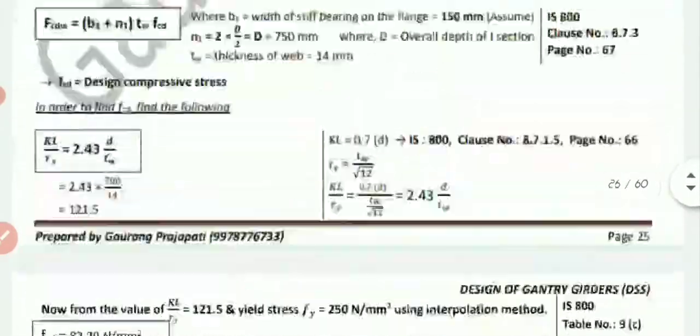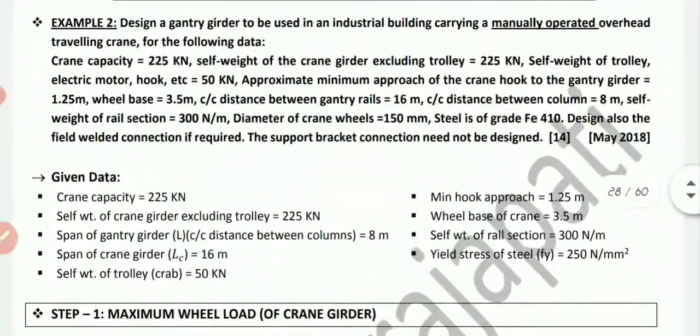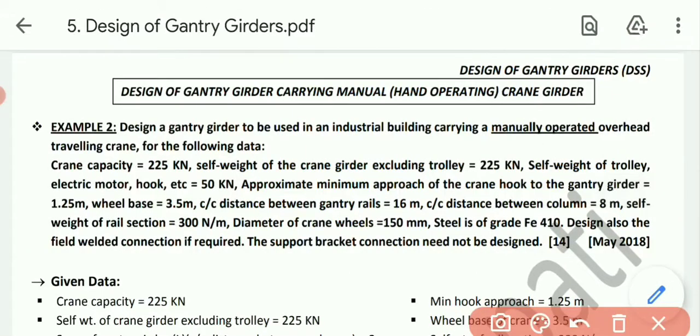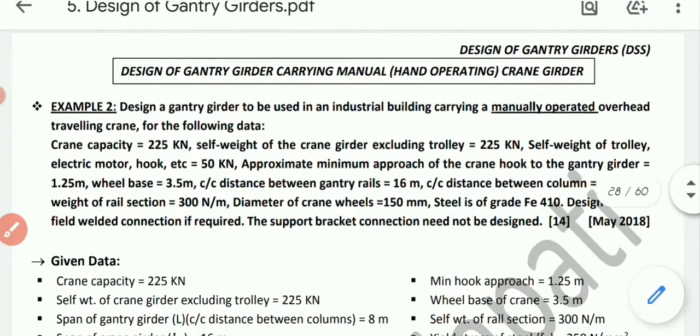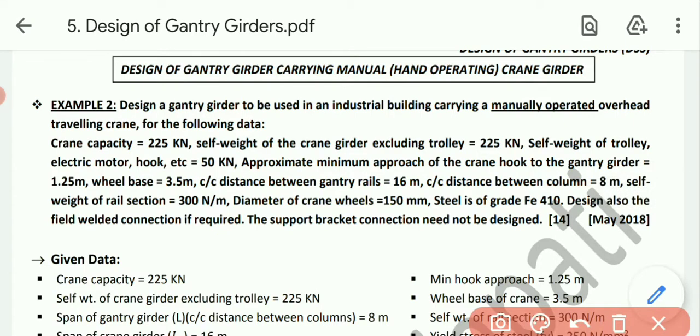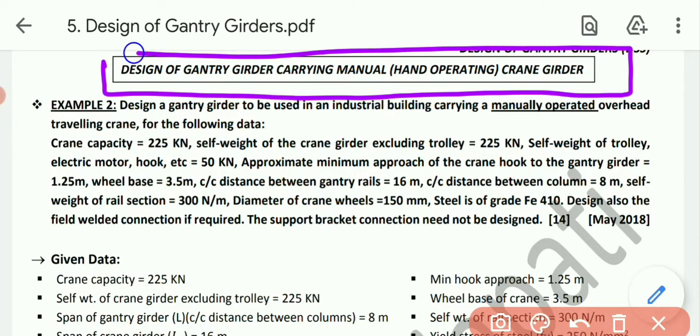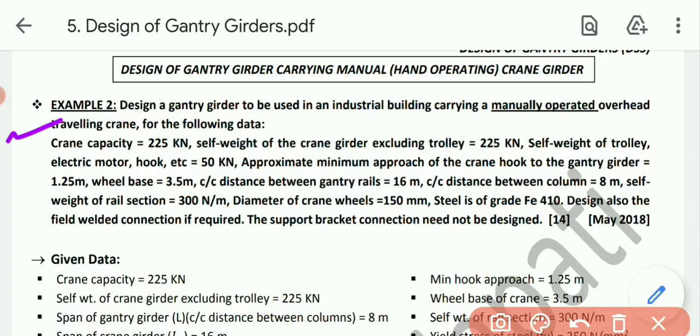Okay, so let's start the design. See, the title is design of gantry girder carrying manual, or we can say hand operating crane girder. So design a gantry girder to be used in an industrial building carrying a manually operated overhead traveling crane for the following data. Now the data given are crane capacity 2 to 5 kilonewton, self weight of the crane girder excluding trolley 2 to 5 kilonewton.